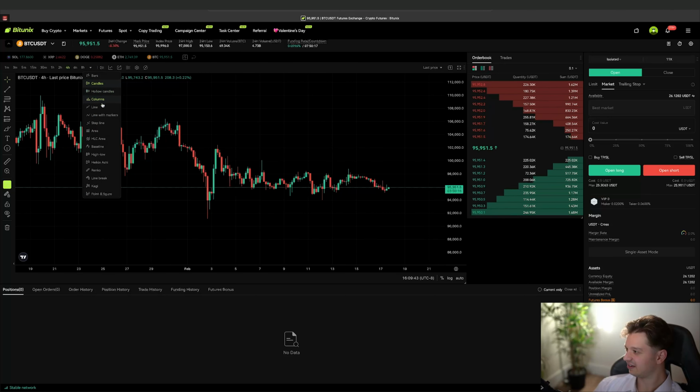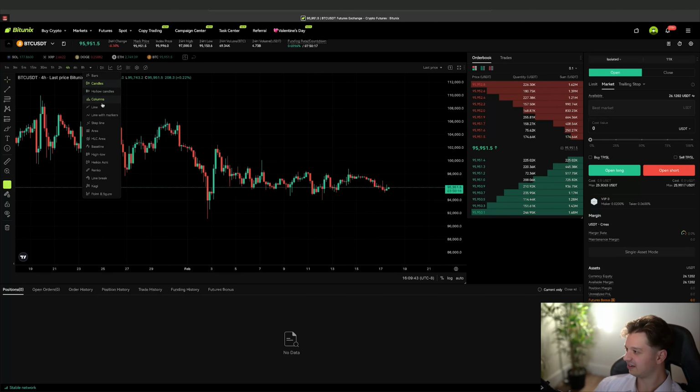So you can actually make it a simple line like this. This will get rid of the wicks. So you see how on the candles, price wicks all the way down to 91,000. Well, if you go on the line chart, you'll see price stops at 94,000. This is because the candle body closed around this price and it does not take into account the wicks.